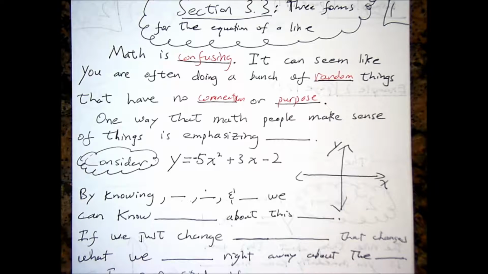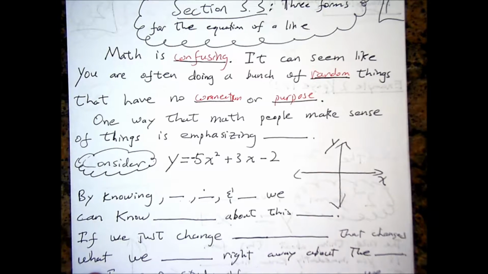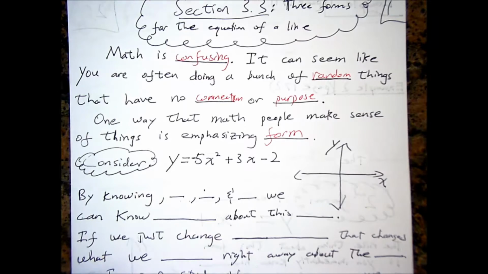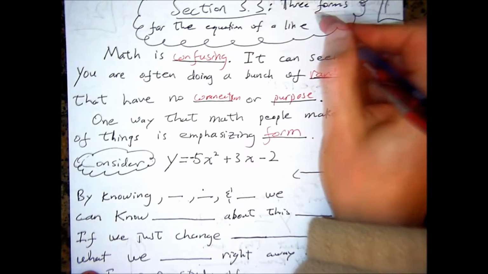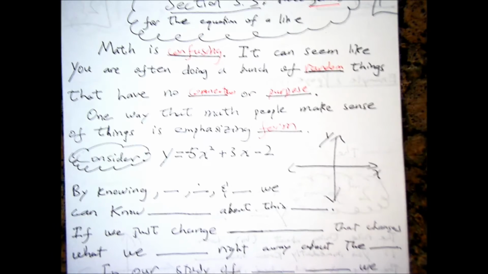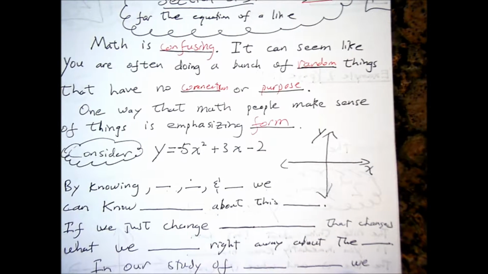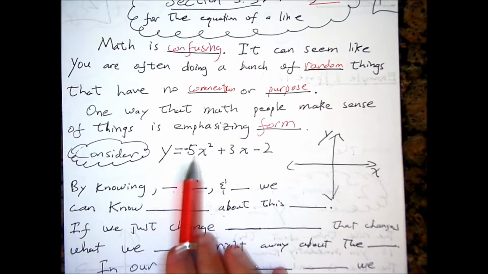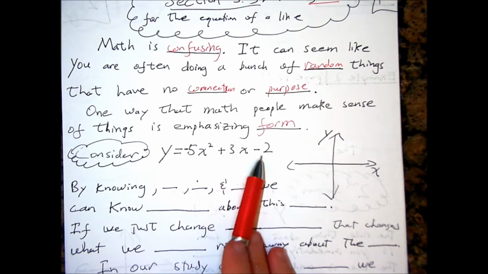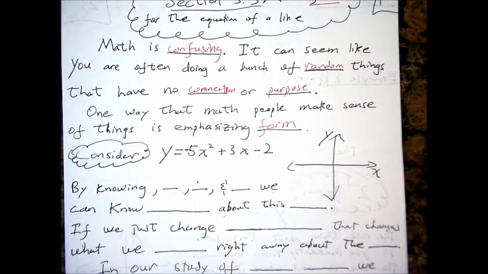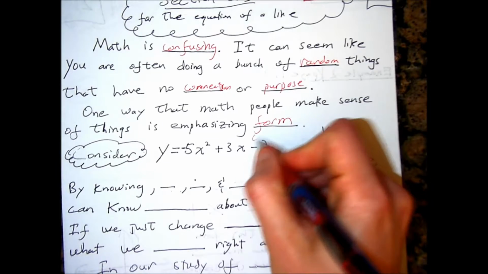So one way that you try to make sense of things as math people is by emphasizing something called form. You'll hear that a lot. In fact, that's part of the title. It's the three forms of equations of a line. So you might have seen something like this before. If you consider this equation here, y equals negative 5x squared plus 3x minus 2, you could take a guess as to what type of equation this is. It has a special name. It's called a quadratic equation.